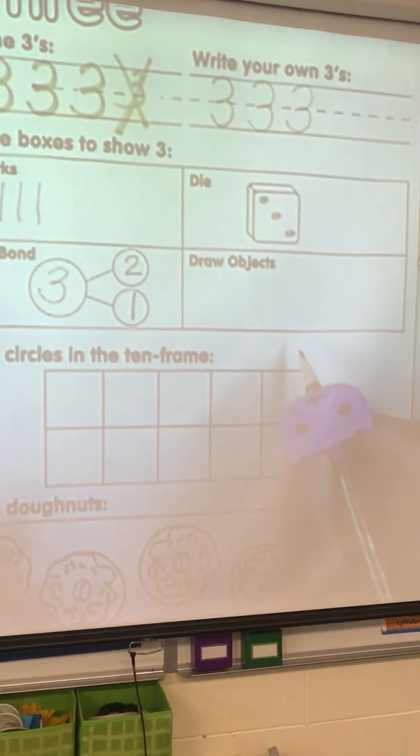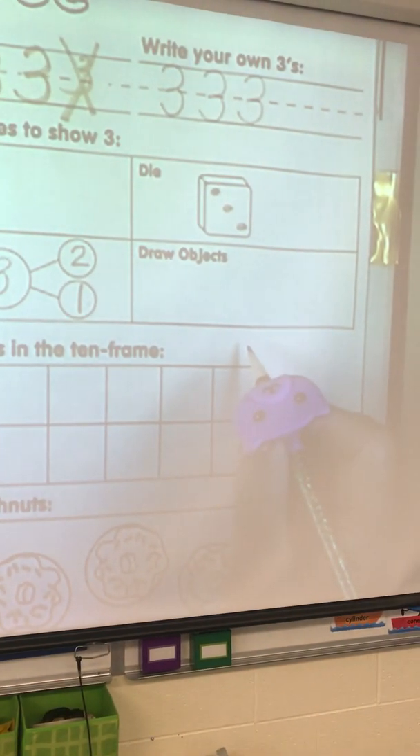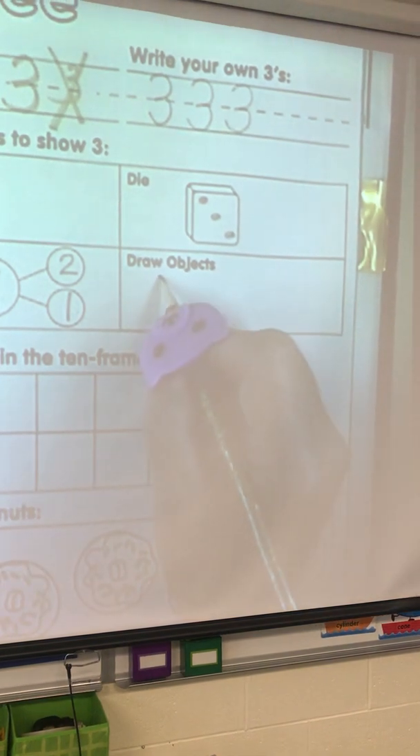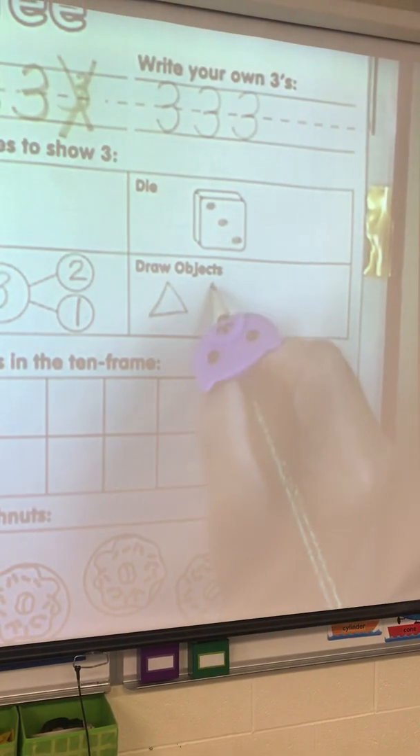Now we have to draw 3 objects. What would you like to draw today? I think I'm going to draw 3 triangles. You can draw 3 of whatever you want.